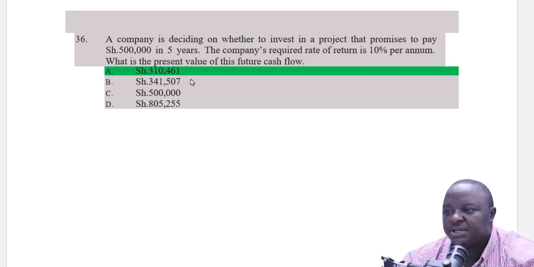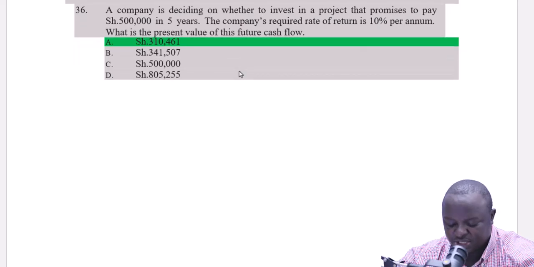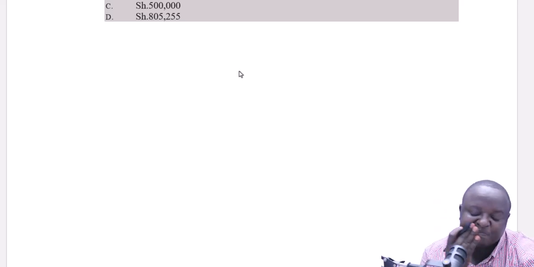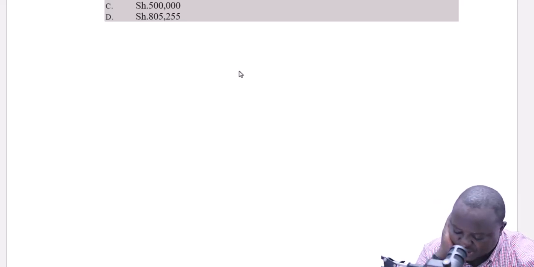The company is deciding on whether to invest in a project that promises to pay 500,000 in 5 years. The company's required rate of return is 10% per annum. What is the present value of this future cash flow? Now, to calculate the present value of future cash flow, we use the discounting formula.